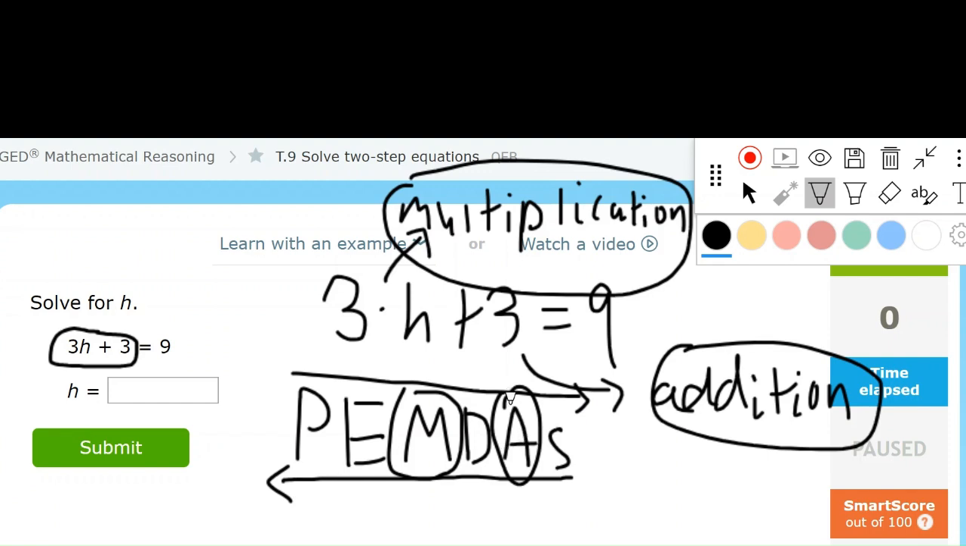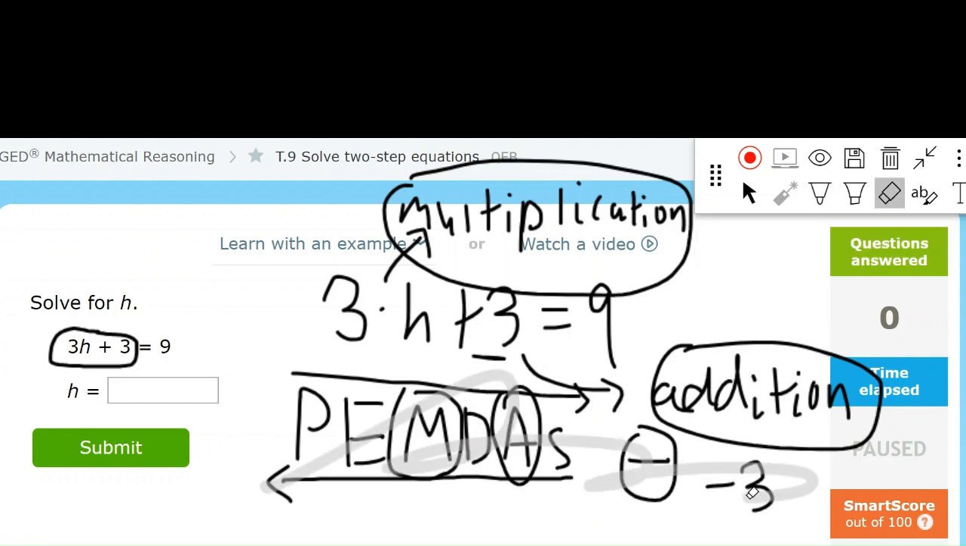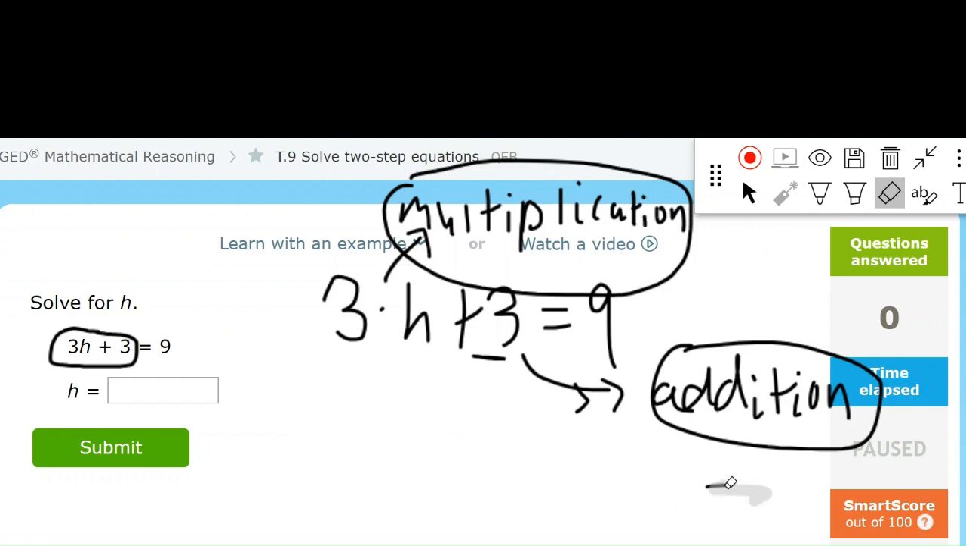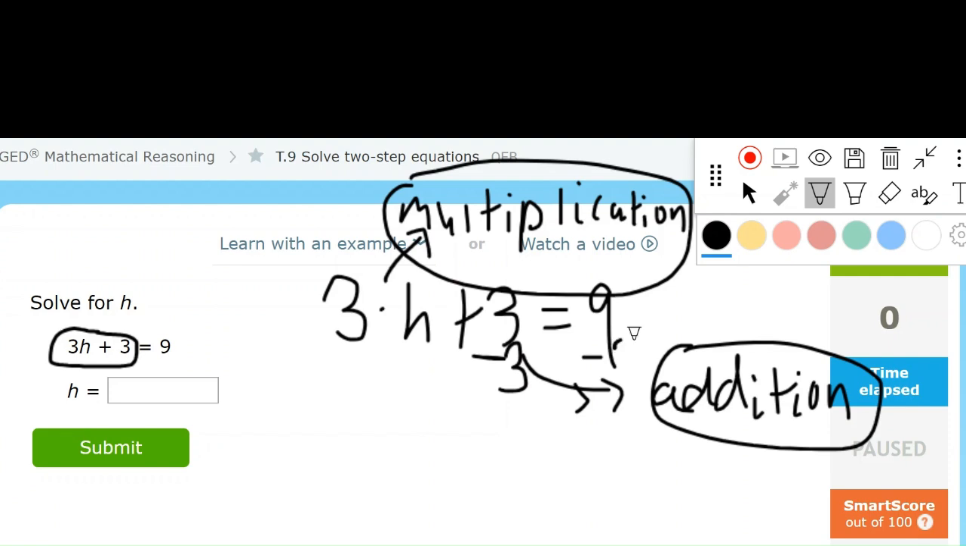Well, let's think about what's the opposite of adding. Well, that's subtracting. Okay, what are we adding by? We're adding by 3 here. Okay, what's the opposite of adding by 3? Well, it's subtracting by 3. And that's exactly what we're going to do to both sides of the equation. Just going to subtract 3 on both sides.